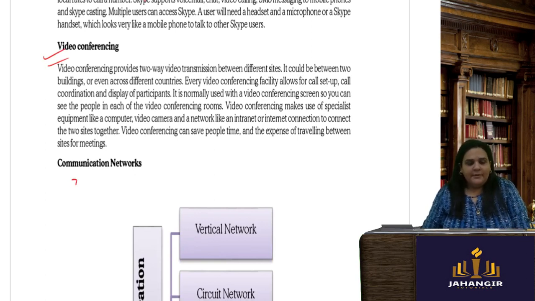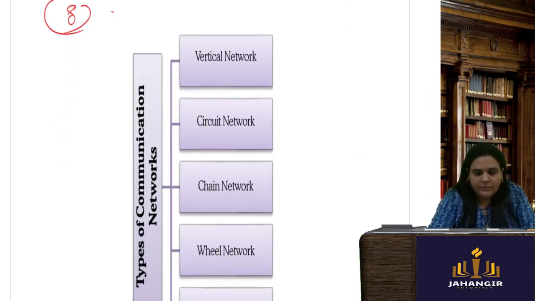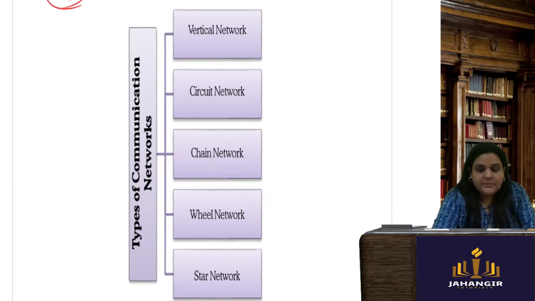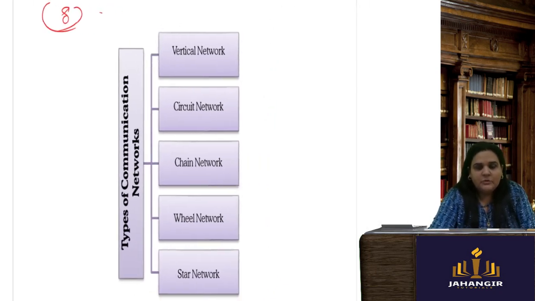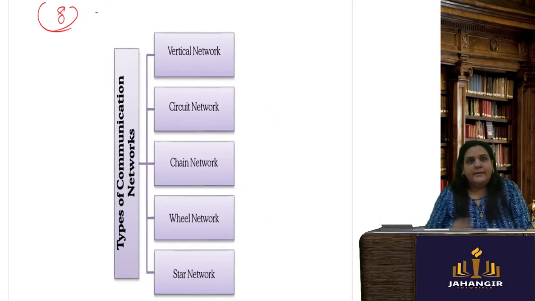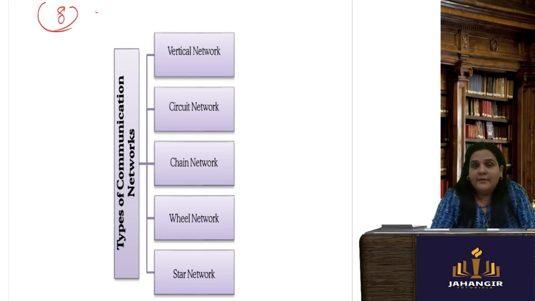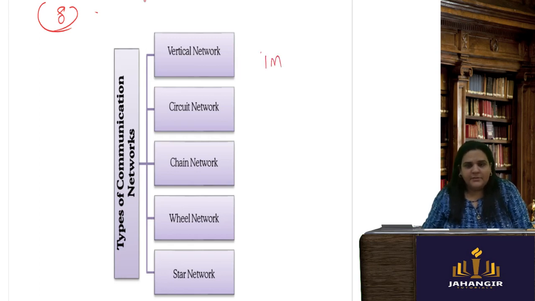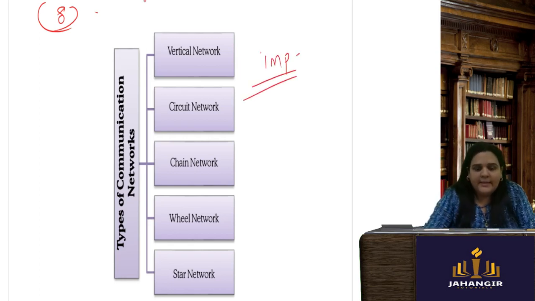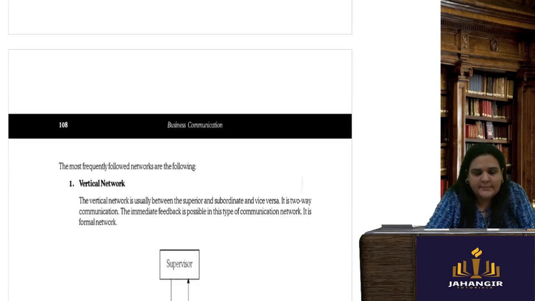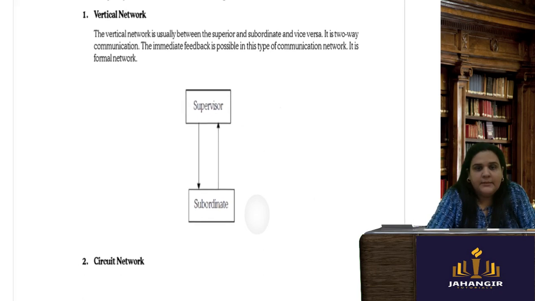Now coming to the eighth topic, communication network. In network, that is where my students get confused, flow of information and network. In network, we have vertical network. The types of communication network are vertical, circuit, chain, wheel, and star. And this is important for your MCQs. So what are they? How is it known to be vertical or chain or wheel? Let's see this with the help of the diagrams.